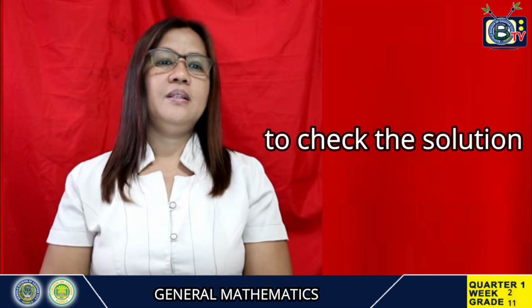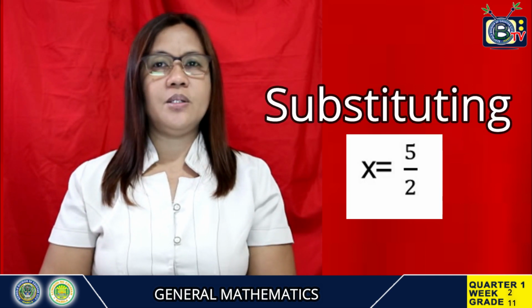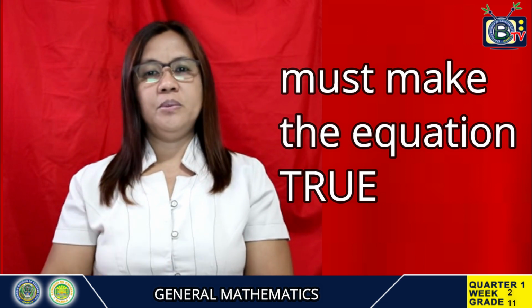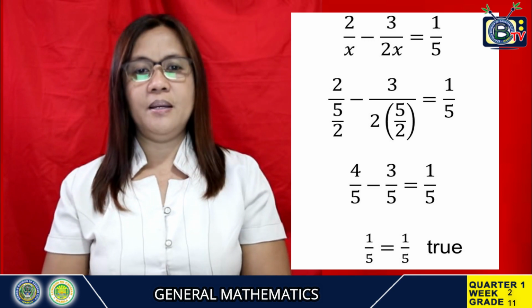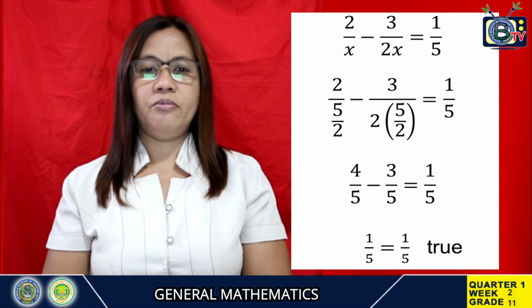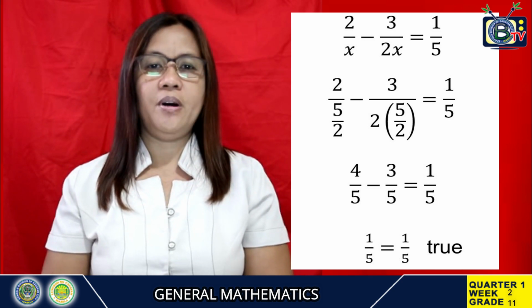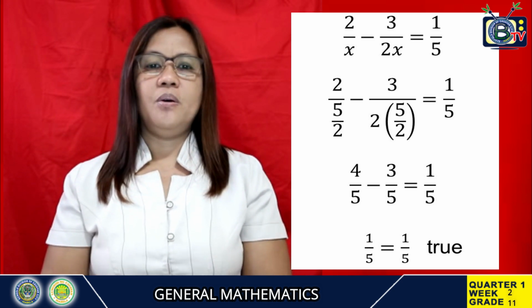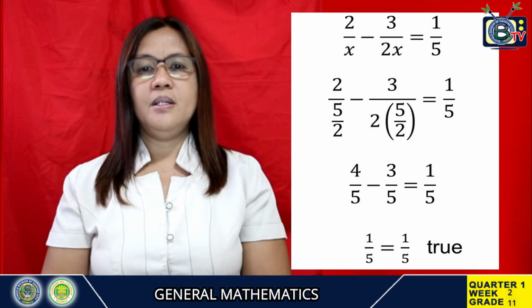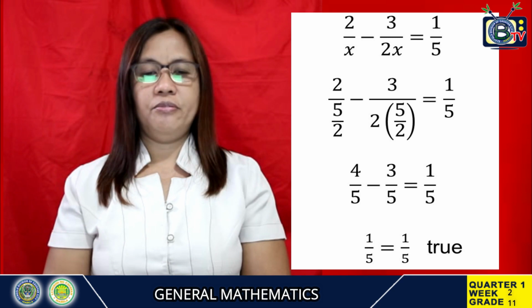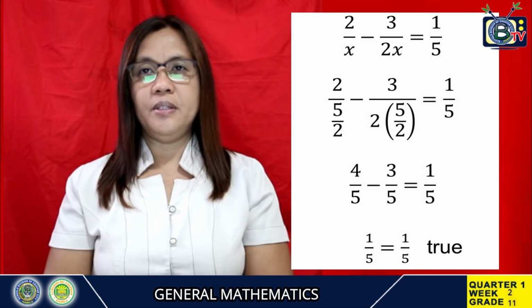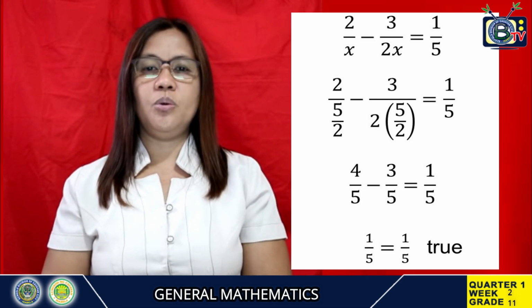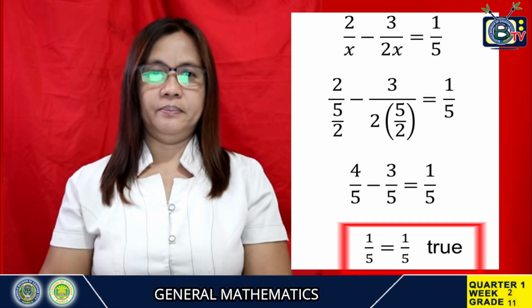To check the solution, substituting x is equal to 5 over 2 in the original equation must make this equation true. From the original equation, 2 over x minus 3 over 2x is equal to 1 over 5. Substitute the value of x, which is 5 over 2, so we have now 2 over 5 over 2 minus 3 over 2 times 5 over 2 is equal to 1 over 5. So 4/5 minus 3/5 is equal to 1/5. So 1/5 now is equal to 1/5, which is true, so therefore the solution is correct.